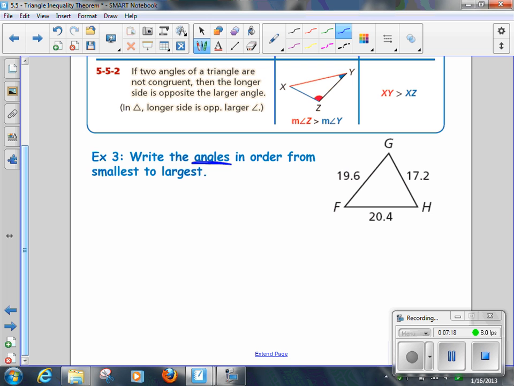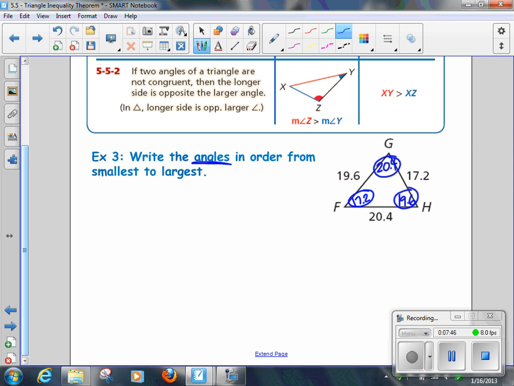19.6 is across from which angle? H. You're going to take 19.6 and put it in angle H and circle it. Where am I going to put 20.4? I'm going to put it up there with angle G and circle it. There's a reason I'm circling. I'm going to tell you in just a second. 17.2 goes in with F.